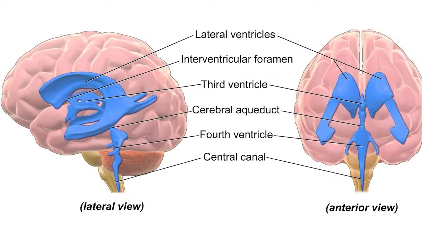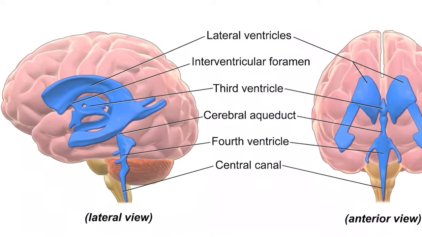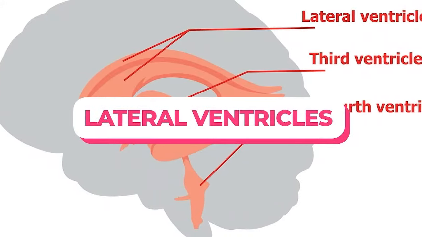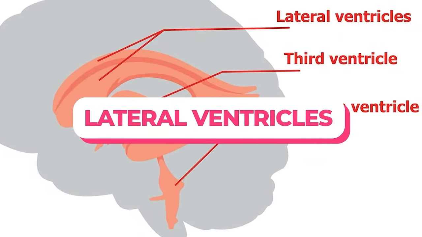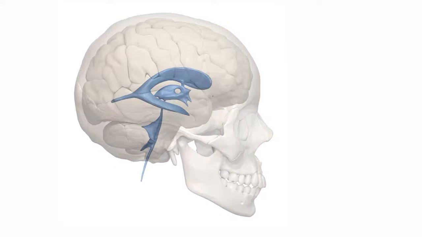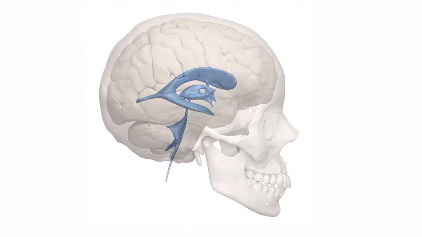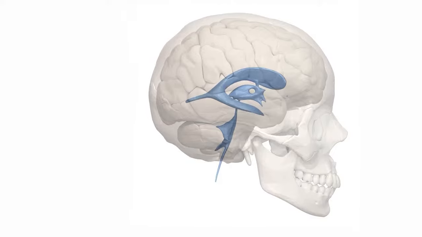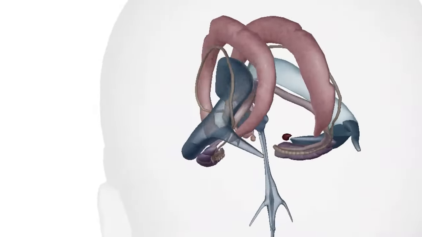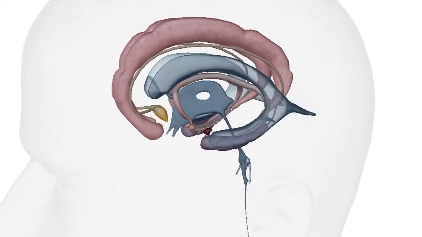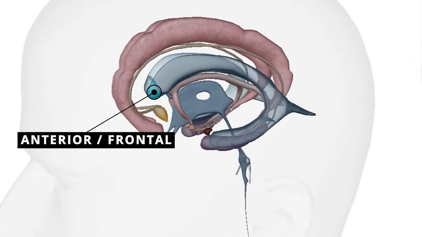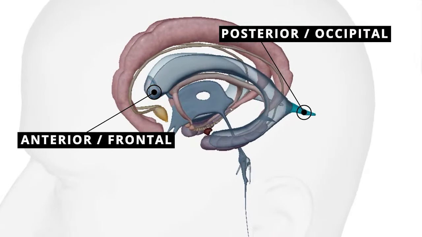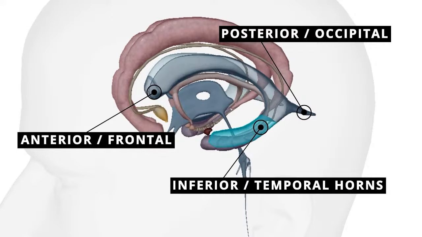The ventricular system comprises four main ventricles. Lateral ventricles, first and second ventricles. These are the largest of the ventricles and are found within each hemisphere of the cerebral cortex, having a curved, horseshoe-like shape. Each lateral ventricle consists of a central body and three protruding horns: the anterior or frontal, posterior or occipital, and inferior or temporal horns.